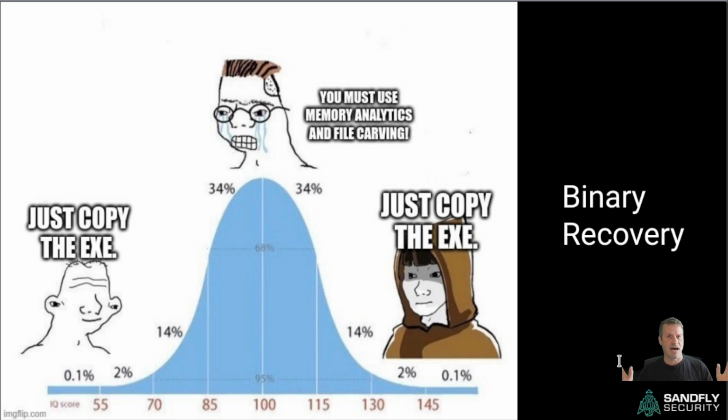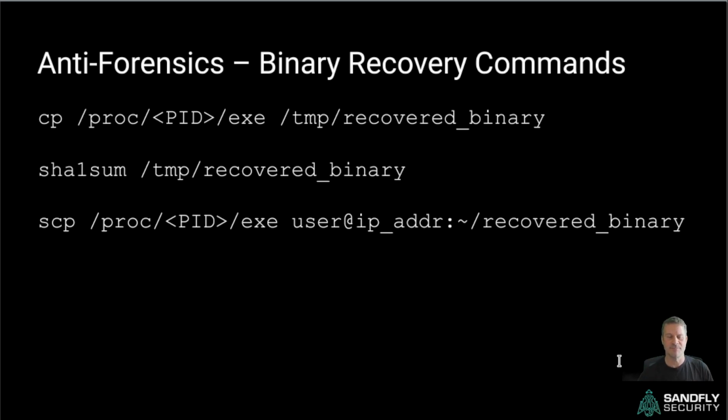And that is, we're just going to copy the exe. We don't need to overcomplicate this. All this works, again, only if you don't kill the binary. We're going to do this very simply. We're going to use a cp command on /proc, the process ID, exe, and then the new file name we want it to be under. We can even run SHA-1 or SHA-256 or SHA-512 on that binary directly as well.